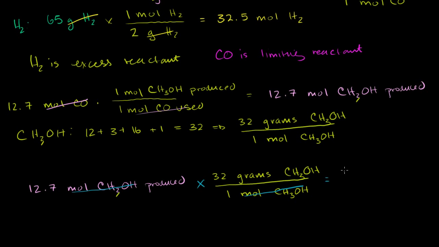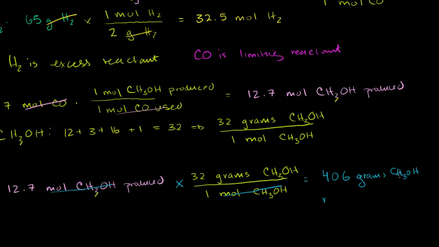406.4. Actually, I should just stay with significant digits. So we'll say 406 grams. I'm rounding down. 406 grams of methanol. Let me write it with the units. So grams of methanol produced. It went off the screen, but I could write the produced down here since we're all done.